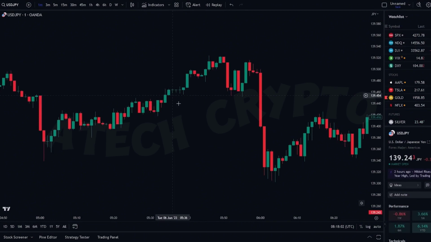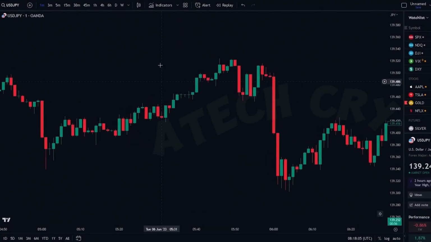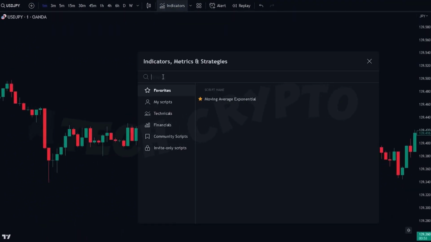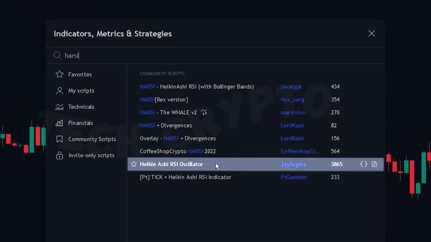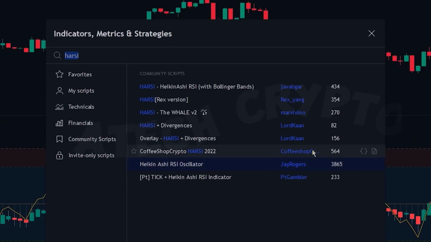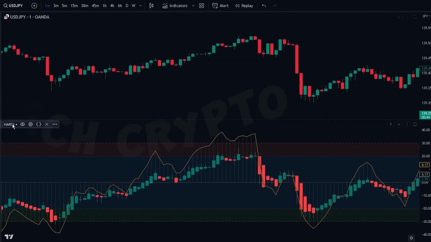Let's first add the indicator to the chart. Head over to the Indicator Search tab and search for the RSI indicator. Select the indicator made by J. Rogers and add it to the chart. Now let's head over to the Indicator Settings tab.